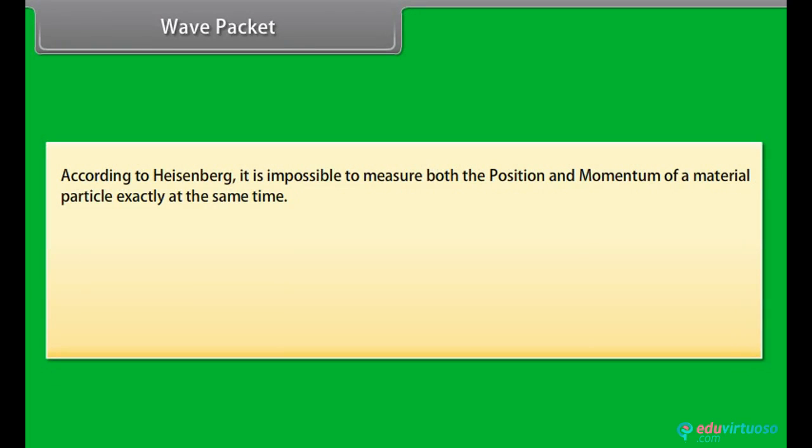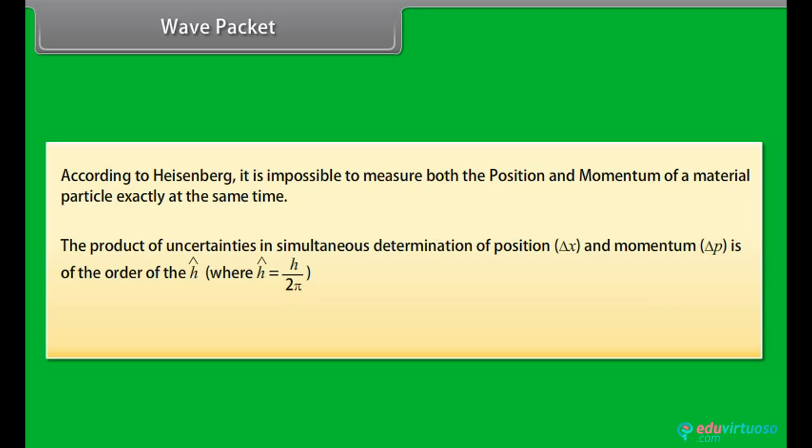Wave packet. According to Heisenberg, it is impossible to measure both the position and momentum of a material particle exactly at the same time. The product of uncertainties in simultaneous determination of position Δx and momentum Δp is of the order of ħ, where ħ = h/2π. Δx·Δp ≈ ħ.